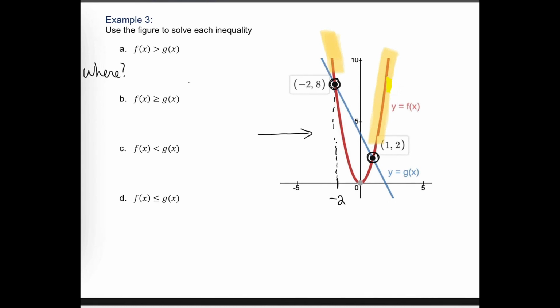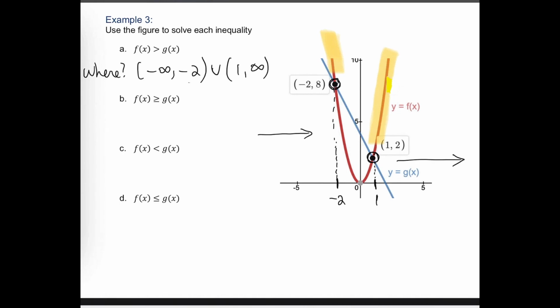So from negative infinity to negative 2, and then again we transition at 1, and all these x values out here are also generating y values bigger on f than on g. So we'll say from negative infinity to negative 2, not including, and then from 1 to positive infinity.